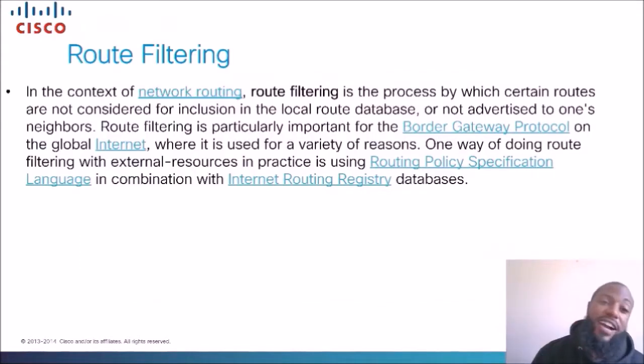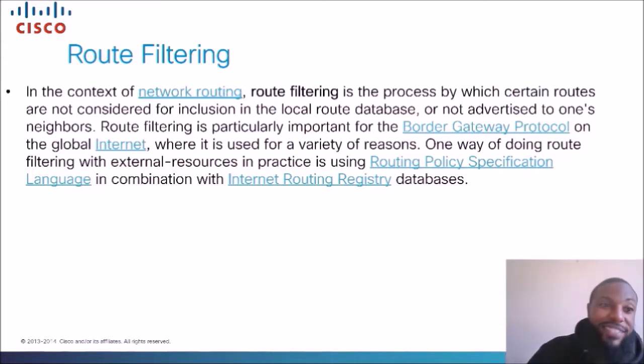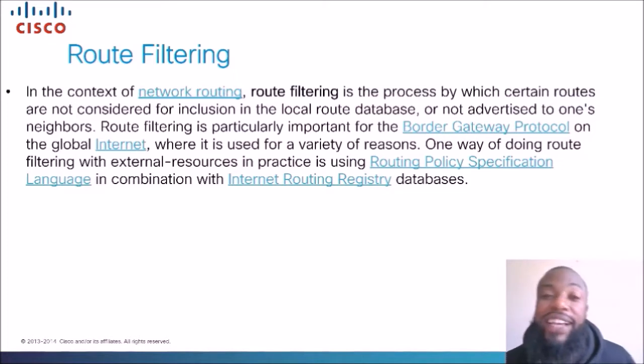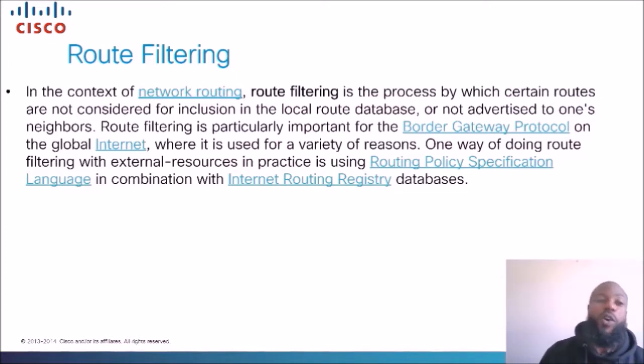Official definition: in the context of network routing, not nightclubs and bouncers, route filtering is the process by which certain routes are not considered for inclusion in the local route database. Looking at you, nah, you can't come in, man. We don't like them shoes or them pants. Polka dots, nah. Or not advertised to one's neighbors.